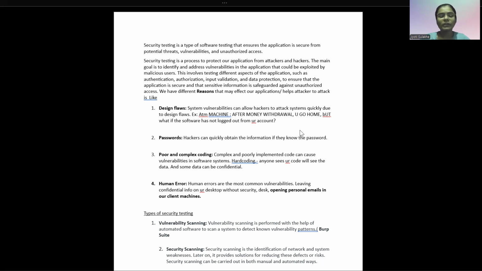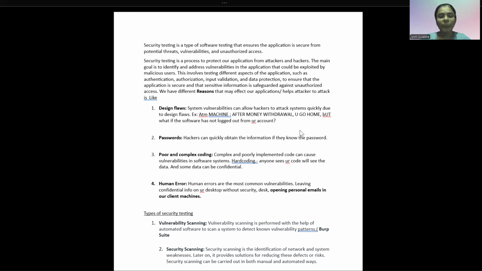There are different reasons that may help attackers to attack our application. The first reason is design flaws. If the application has any design flaws, it may help attackers to attack easily. For example, in an ATM machine, after withdrawing money, if the ATM machine is not logged out from our account, attackers can easily attack or hack our account. So this is one reason, design flaws.